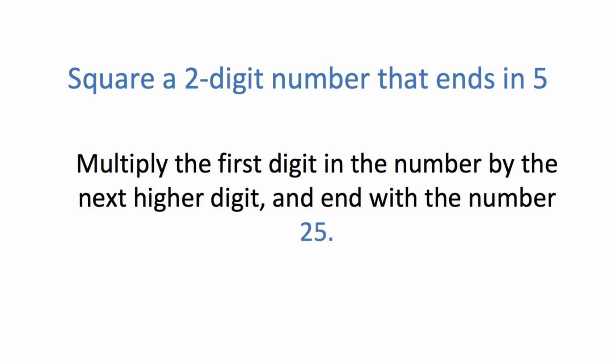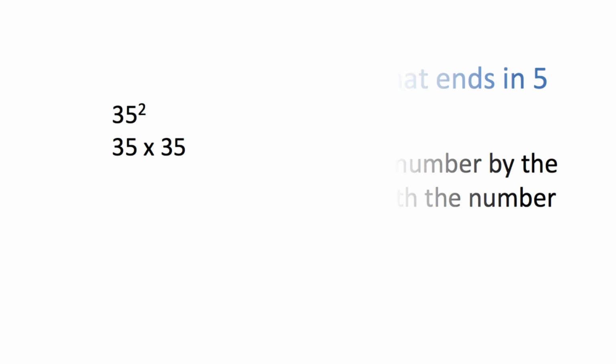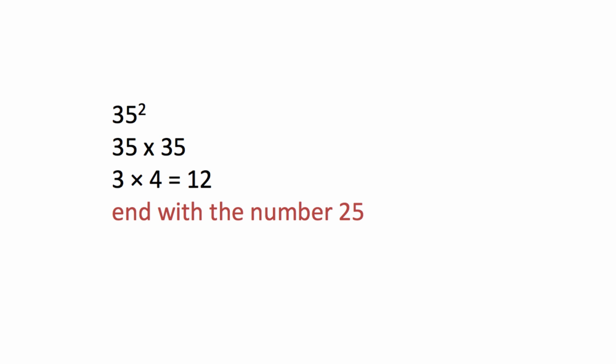In order to find the square of a 2-digit number that ends in 5, remember the following important thing. To get the answer, start with the multiplication between the first digit and the next higher digit and add 25. So, to square a 2-digit number that ends in 5, multiply the first digit in the number by the next higher digit and end with the number 25.